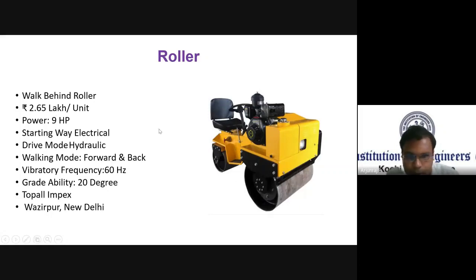Okay, so this roller is going to cost around 2.65 lakh per unit, and it is operated by a hydraulic drive mode, and it can go either forward or backward, and the vibrating frequency is going to be 60 hertz. The grade ability is going to be 20 degrees. This roller has been manufactured by a company called Topper Impacts, which is located in Wazirpur, in New Delhi.